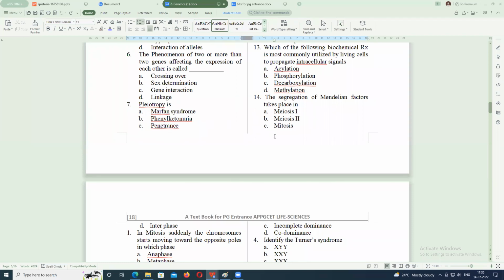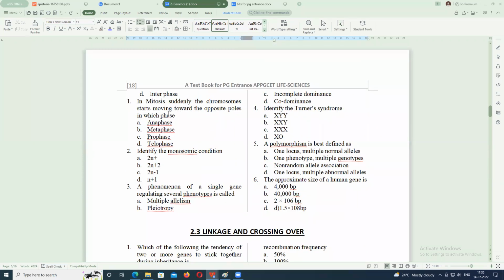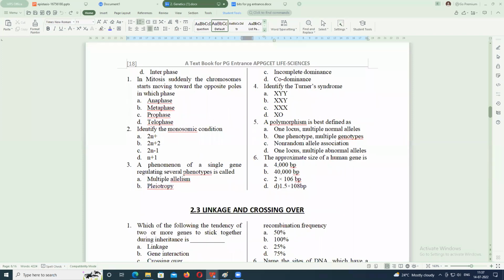Sure, meiosis 1. Good. Next, in mitosis, suddenly the chromosomes start moving towards opposite poles. In which phase do they move towards opposite poles? Time is running out. Anaphase, ma'am. Metaphase? No. In metaphase they are at the center, in anaphase they move apart. Identify the monosomic condition. Okay, ma'am. Monosomy is 2n minus 1. Not 2n, it is n.